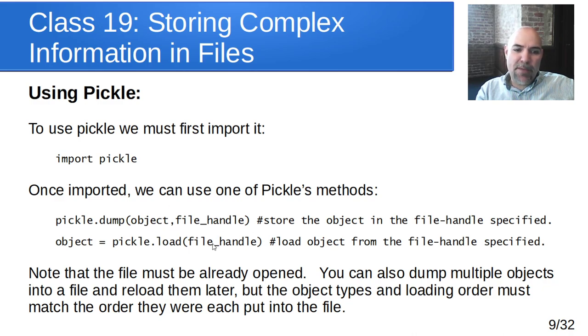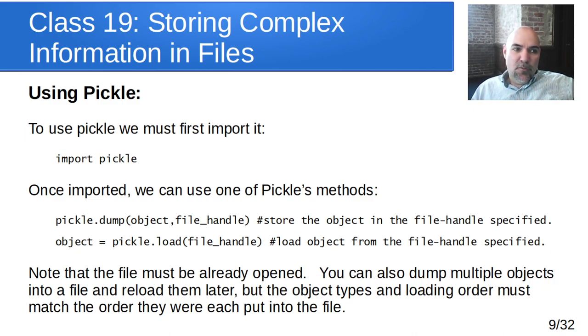And to pull that object back out of the file, you do pickle.load. So notice these are opposite. Dump and load are opposite of each other. So load takes the file handle and it returns the object at that position in the file. So you might note that the file has to already be open. You can also dump multiple objects into a file and then reload them all later, as long as you do it in the same order that you dump them. It has to be the same order that you load them.